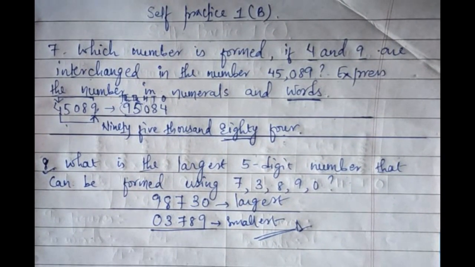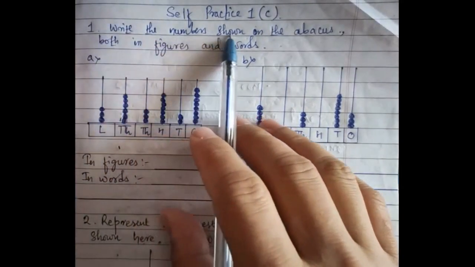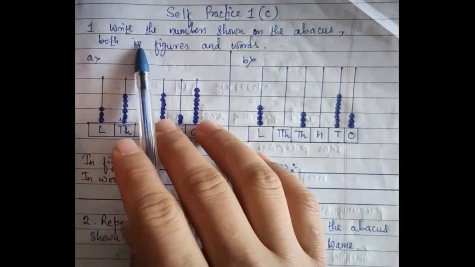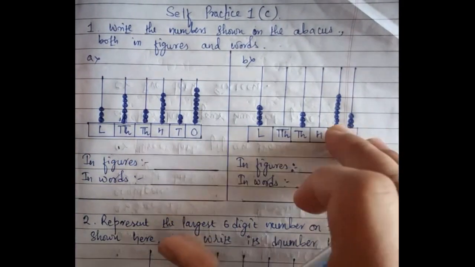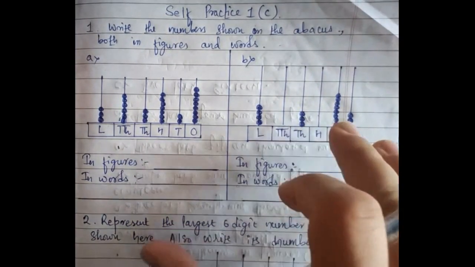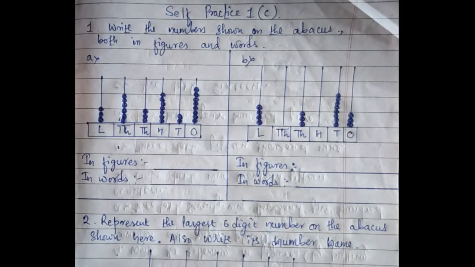So now we are going to start with self practice 1C. Okay. The first question: write the numbers shown on the abacus both in figures and in words. So let me remind you, in self practice 1C we are going to deal with the 6-digit number. In 1B we dealt with 5-digit, in 1A 4-digit, and in 1C we are dealing with 6-digit.